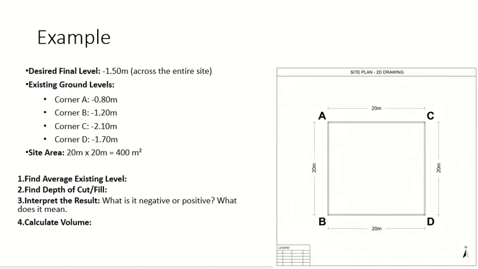First thing we will do is find out the average existing level. In this case, a small plot, little difference, we'll go with the easier approach: find out the average existing level. You have the 4 values. What is the average? Tell me. Yes.